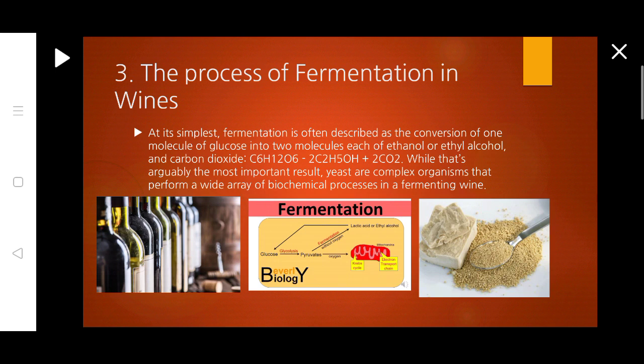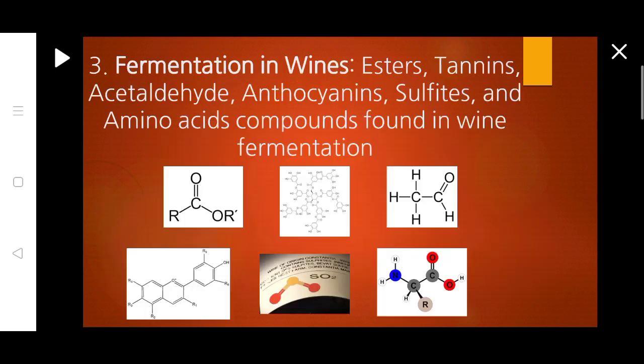While that's arguably the most important result, yeasts are complex organisms that perform a wide array of biochemical processes in a fermenting wine. In wine fermentation, we will discuss esters, tannins, acetaldehyde, anthocyanins, sulfites, and amino acids, compounds found in wine fermentation.